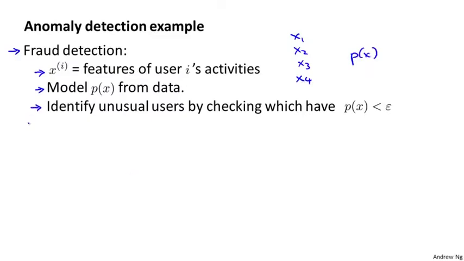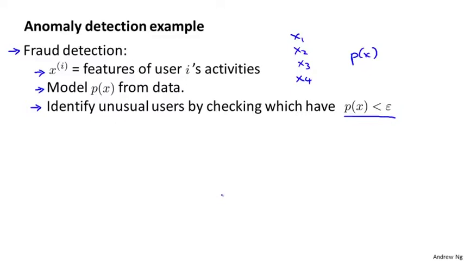And finally, having modeled P of X, you can try to identify users that are behaving very strangely on your website by checking which ones have probability of X less than epsilon, and maybe send the profiles of those users for further review, or demand additional identification from those users or some such, to guard against strange behavior or fraudulent behavior on your website. This sort of technique will tend to flag users that are behaving unusually, not just users that may be behaving fraudulently.